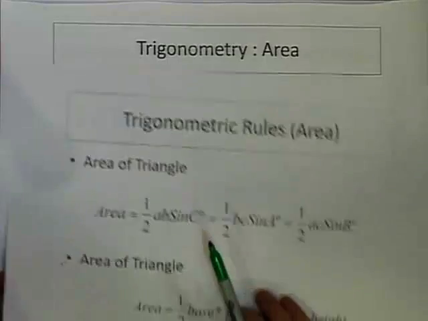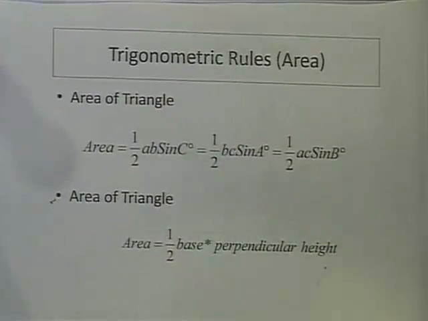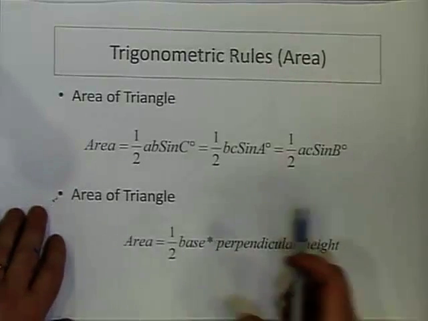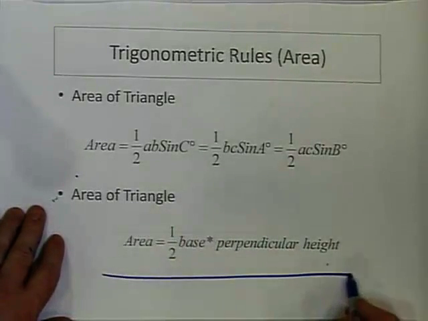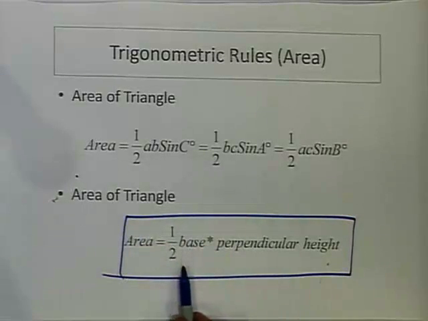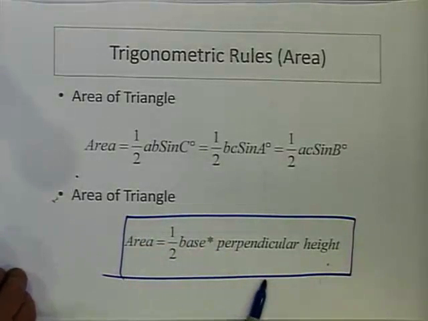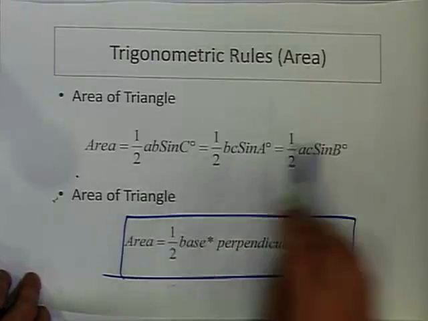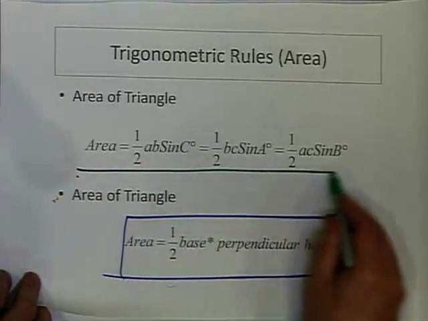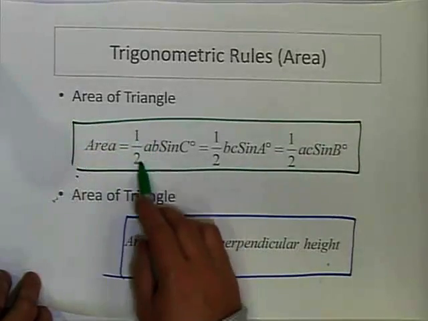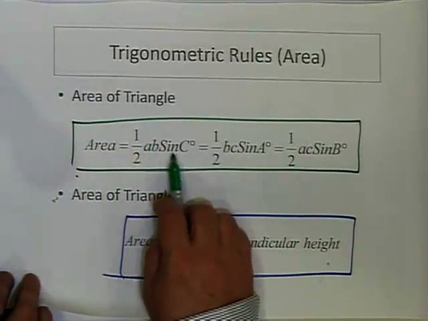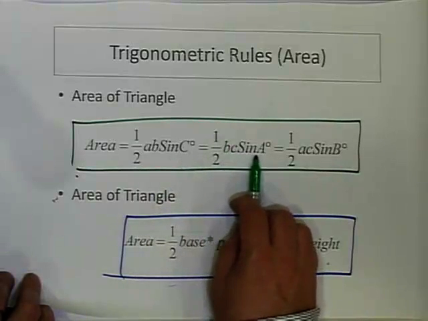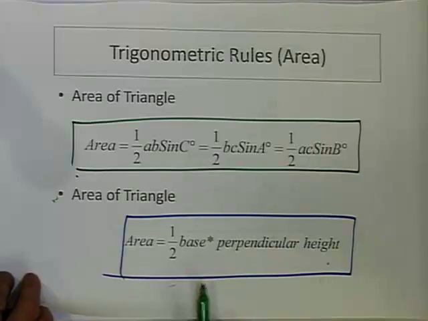Well, your toolbox now has changed again. And there are actually only two formulae for the area of a triangle. The first one is probably the most familiar, half the base by the perpendicular height. You've heard that a few times. Is that okay? But the other one, maybe less familiar, is that the area of a triangle is 1 over 2 times AB sine the angle in between, 1 over 2 BC sine A, or 1 over 2 AC sine B.